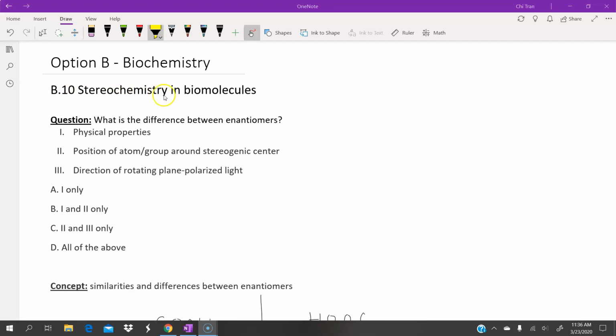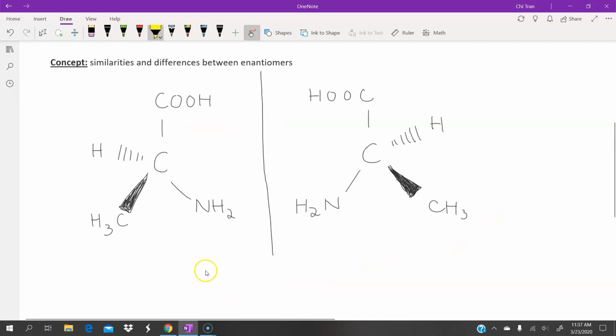This video is about stereochemistry and biomolecules. So the keyword in the question is the difference between enantiomers. And the concept of this question is similarities and differences between enantiomers. So here we have an example of a pair of enantiomers. In this case, it is D-alanine and L-alanine.